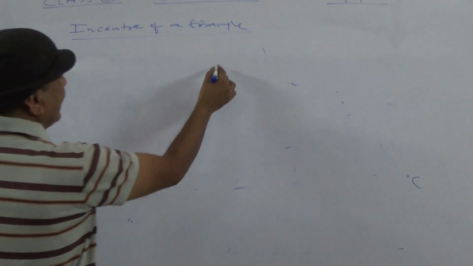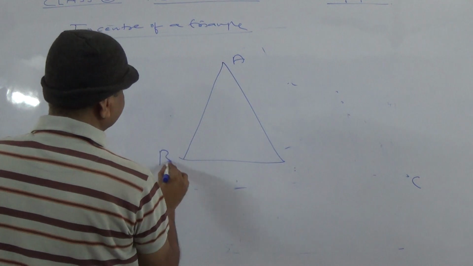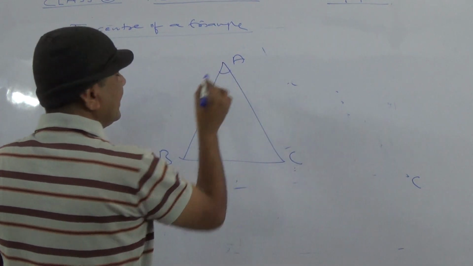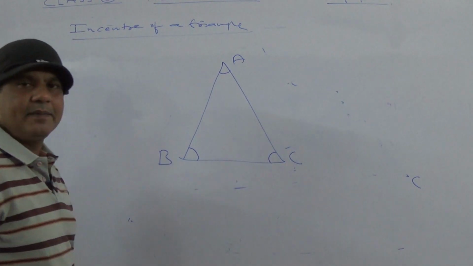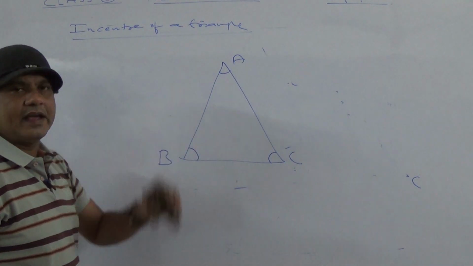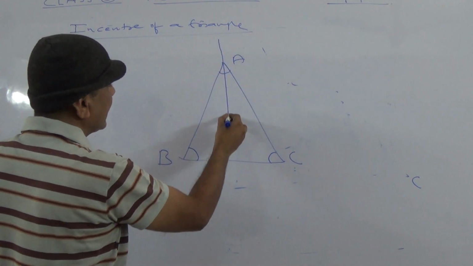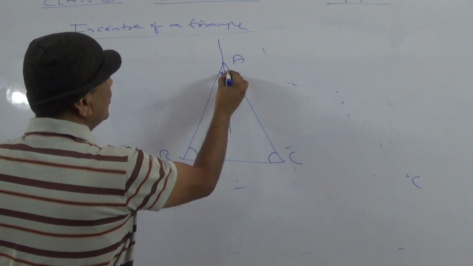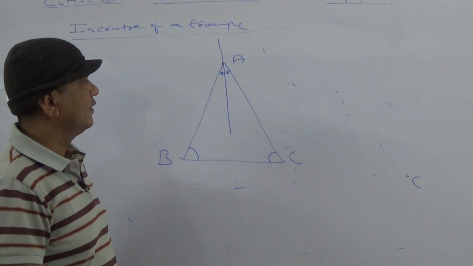Now consider a triangle ABC. This is called internal angle A, internal angle B, internal angle C. ABC are internal angles of a triangle ABC. Now consider a straight line which divides this angle into two equal parts. This line is called angular bisector.